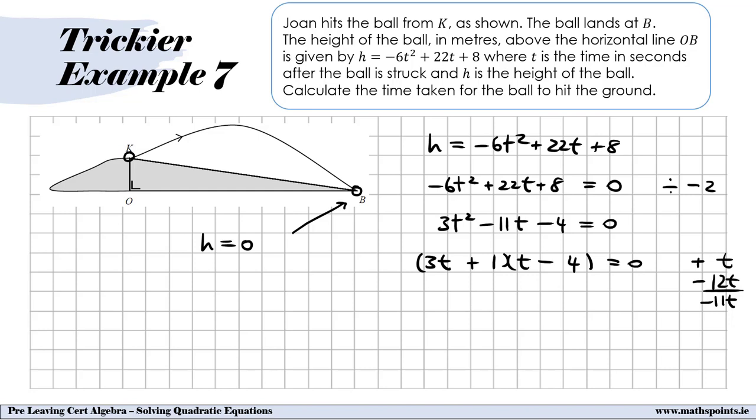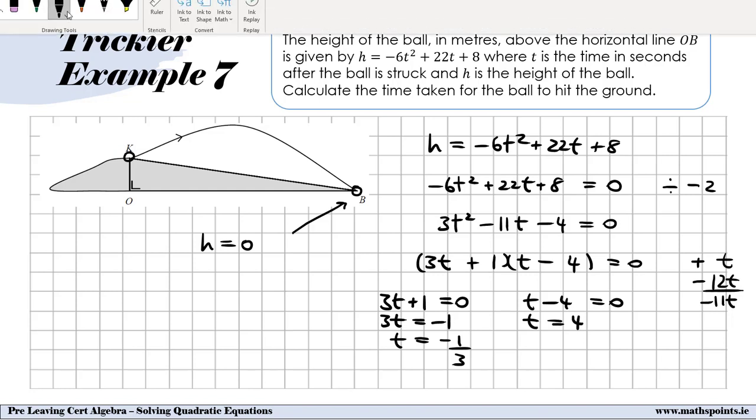Now finally, I'm going to let each bracket equal 0, so I have 3t plus 1 equals 0, and I have t minus 4 equals 0. From the left hand side of the linear equation, I'm going to subtract the 1 from both sides, leaving 3t equals minus 1, and then I'm going to divide both sides by 3 to get t is minus 1 over 3. And then on the right hand linear equation, I'm going to add a 4 to both sides to get t is equal to 4.